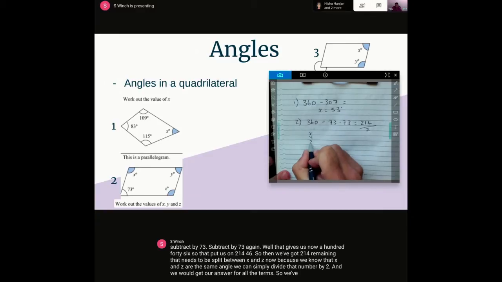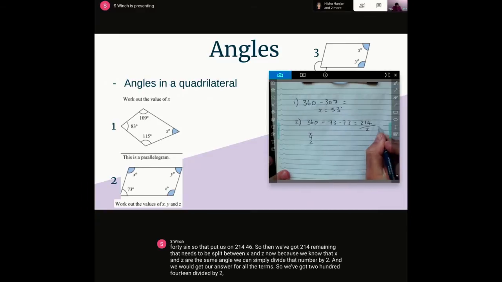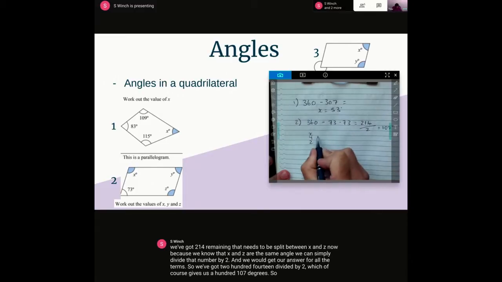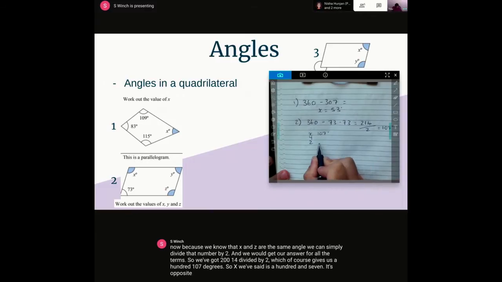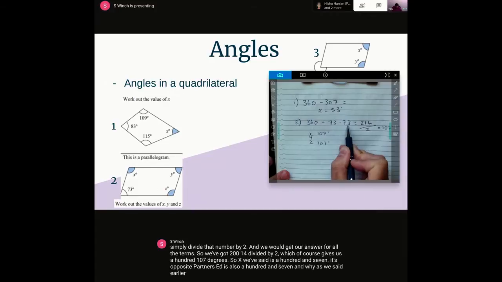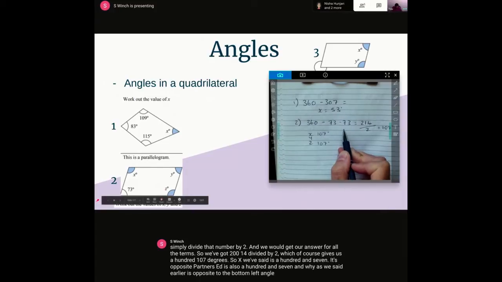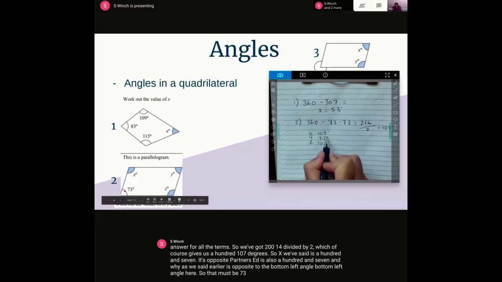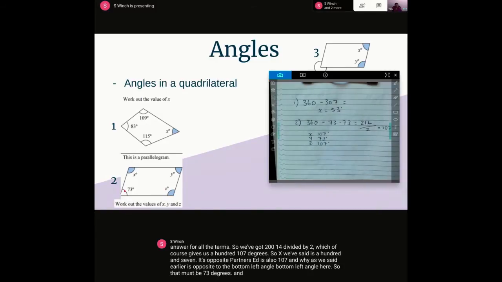So we've got 214 divided by 2, which of course gives us 107 degrees. So X, we've said, is 107. Its opposite partner Z is also 107. And Y, as we said earlier, is opposite to the bottom left angle here. So that must be 73 degrees. And finally, we've got one in the top hand corner.